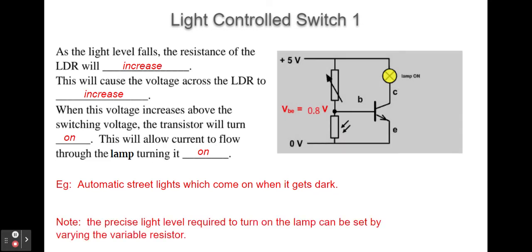Another note, the variable resistor there can be used to set the exact level of light that you want the light to come on at. So you can alter the variable resistor to make it come on when it's darker or when it's slightly less dark.